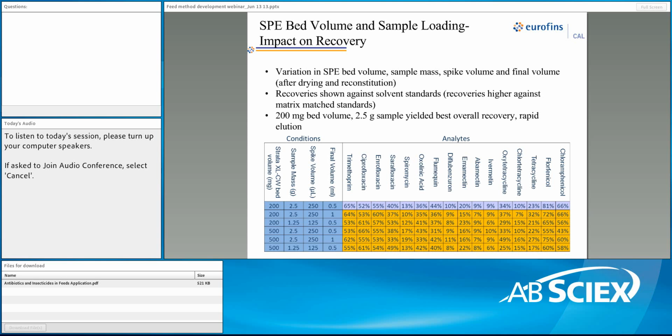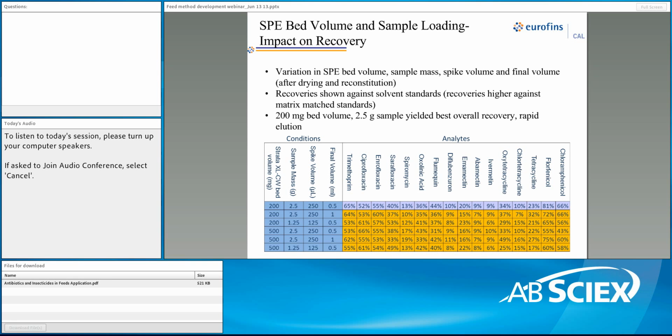The next step that we looked at is the effect of the bed volume of the SPE cartridge as well as the sample loading, by changing the sample mass and changing the final volume to basically normalize everything. And what we found is that there really isn't a whole lot of difference on whether we use the 200 or the 500 milligram cartridge. Overall, the 200 milligram using a 2.5 gram sample loading gave us the best average recoveries, but if you look at these numbers in detail, there isn't a great deal of difference.